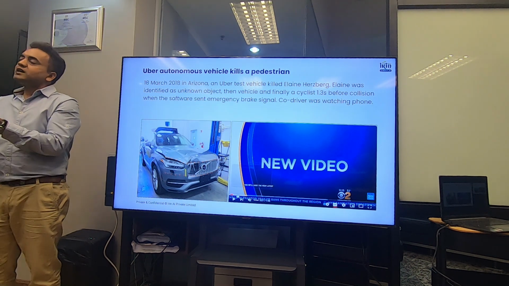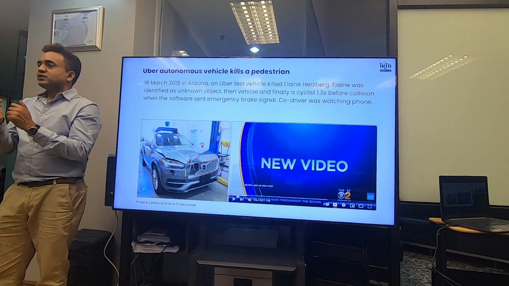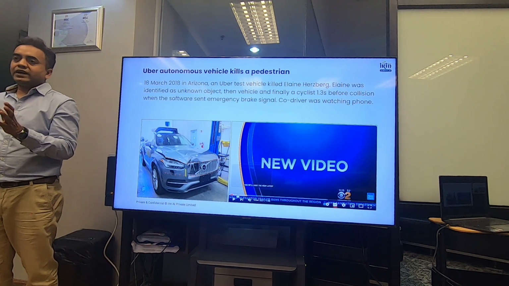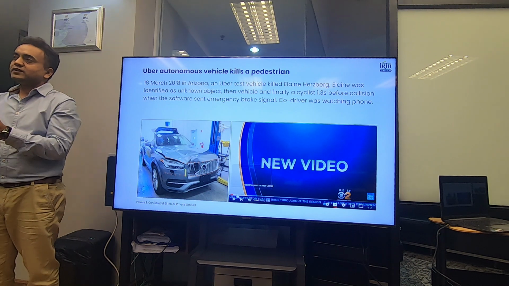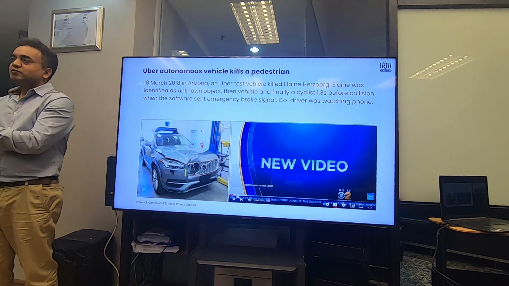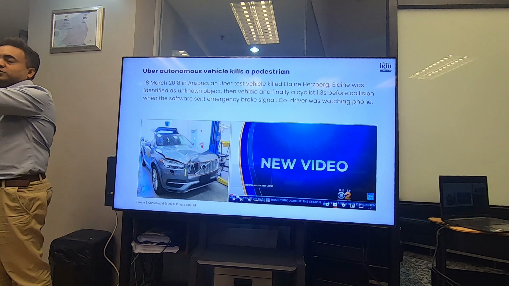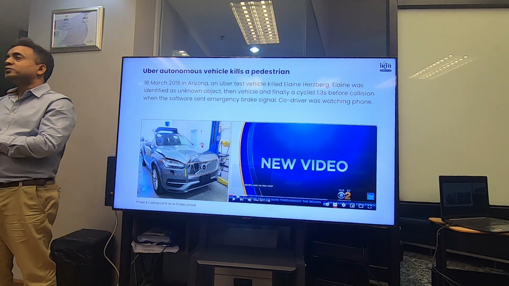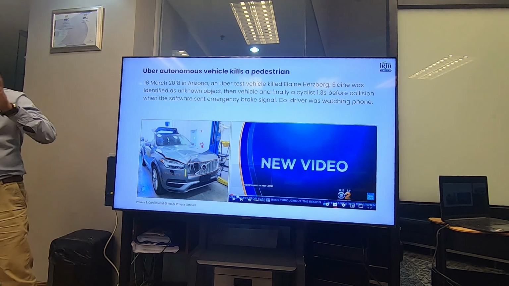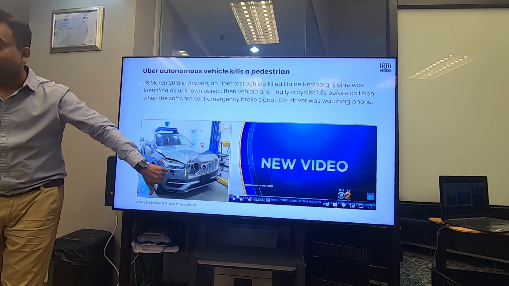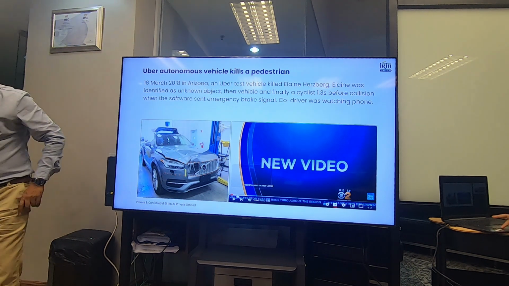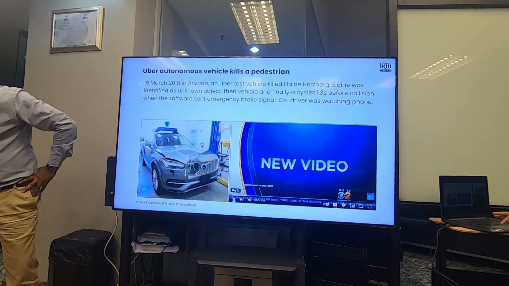I think by the time it recognized, it was just 1.3 seconds from impact. It recognized and sent an alert that there is a person with a bicycle crossing the road, and this car was being driven at around 80-90 km per hour. It hit that person. See the damage that it caused. And play the video. It is, I think, 10 seconds or less, but you can see.